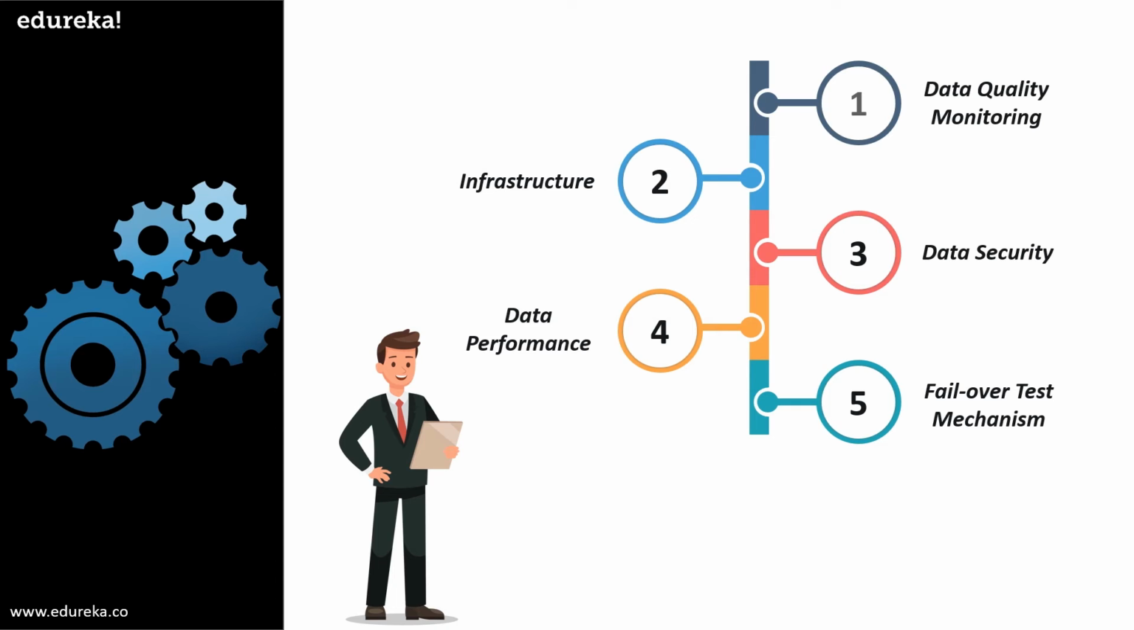Followed by the infrastructure, we have the data security. Data security is said to be the most important aspect of the big data application. The data security stage protects the sensitive data. It manages user authentication and checks user role-based authorization. Data security also takes care of the data encryption and masking of personal information. Followed by data security, we have data performance. Data performance evaluates every single component.